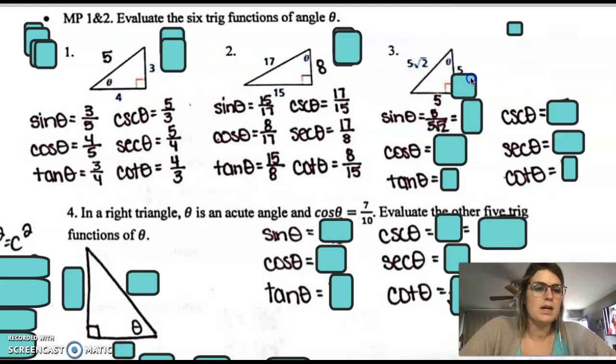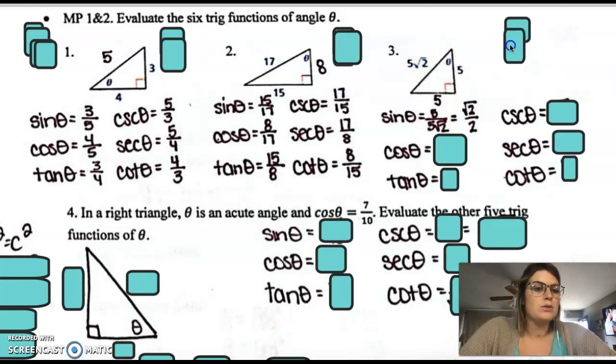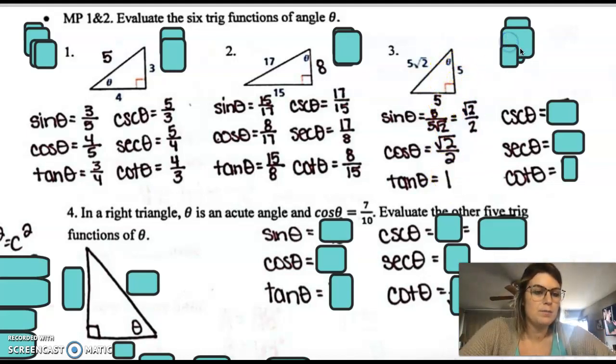So knowing these sides, sine is 5 over 5 square root of 2 because it's opposite over hypotenuse. When you rationalize that, your 5's will cancel and you'll get the square root of 2 over 2. Okay, cosine is going to be the same thing because your sides are the same. Tangent is opposite over adjacent, so it'd be 5 over 5, which is 1.